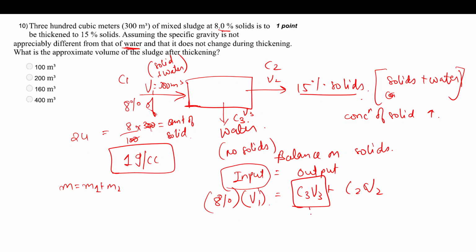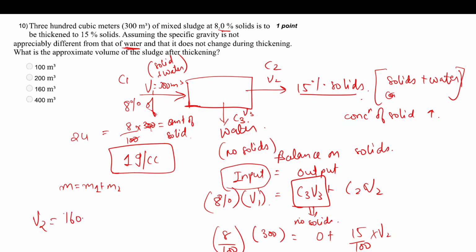Now C3, V3 will be 0 because there are no solids in this stream. So if you put in the values, 8 by 100, because it is a percentage, and the volume is 300, equals 0 plus the concentration required, which is nothing but 15 by 100 because 15% is there. And the volume you need to calculate, right? So if you solve this, V2 will come out to be 160 meter cube.